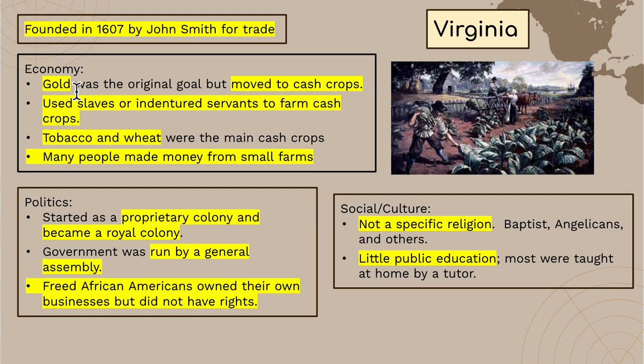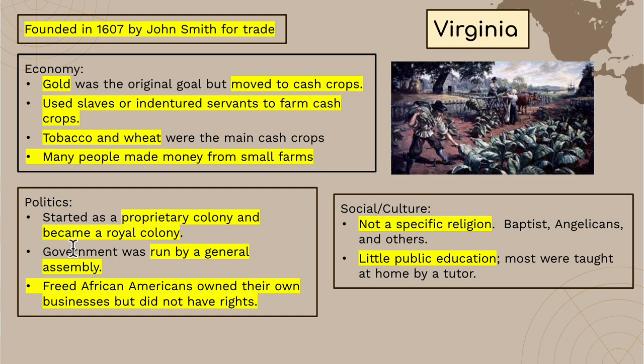Because, like I said, tobacco and other cash crops require a lot of manual labor, the slave trade is going to start happening because of that. So they used both enslaved people or indentured servants to help them farm those cash crops. Tobacco is one of those cash crops. Wheat is not really considered a cash crop, but it is a crop where if you have extra, you can sell it. And again, many people made their money from small farms. Plantations are not going to be the main source.